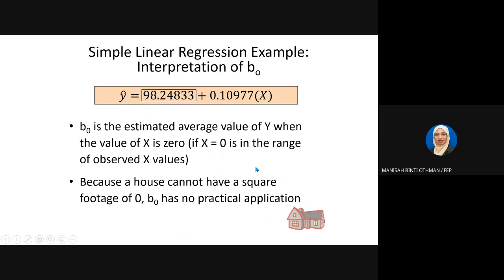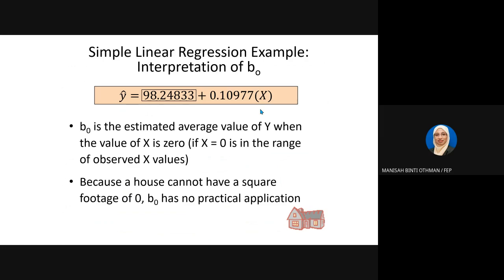But not all problems allow you to interpret that when X is 0, Y equals 98. If size in square feet is 0, it means no size, so the minimum price for a house is 98,000, because it's in the thousands. It's really not logical, because if there is no house, there should be no price. So not in all problems can you interpret this.